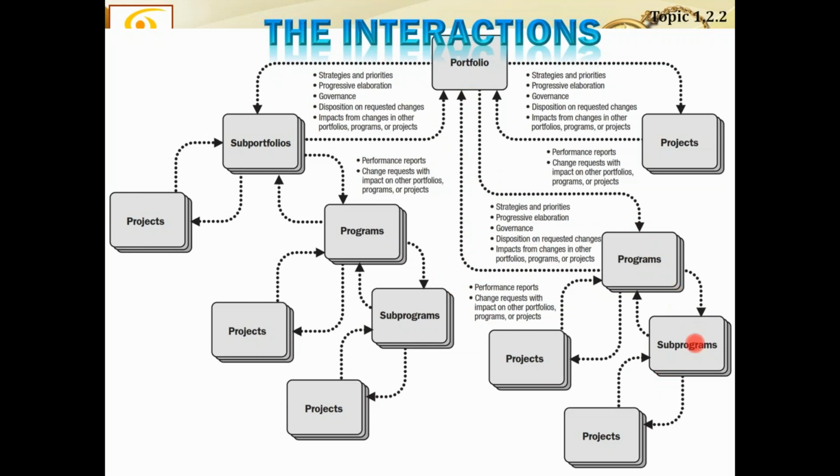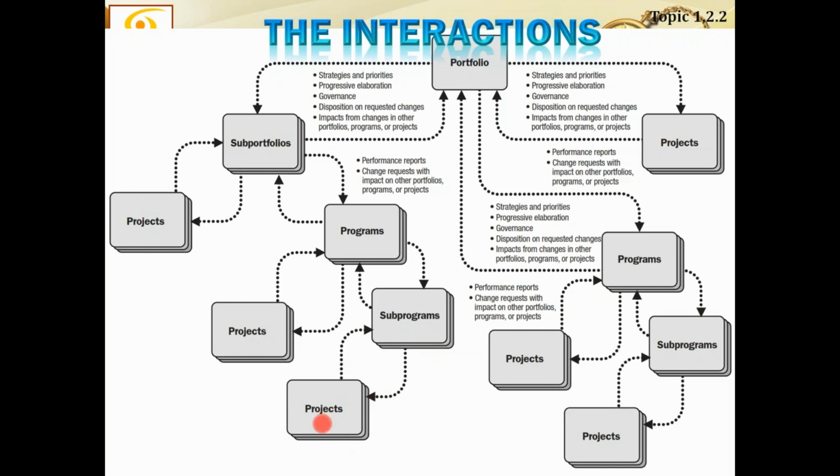Now, this program has sub-programs as well as independent projects under it. And the sub-program may have its own projects under it. So the main program has its own projects, and sub-programs may have their own projects, right? The sub-portfolio may have certain projects directly answering to the sub-portfolio and certain programs answering to the sub-portfolio. And those programs may have some projects directly reporting to the program and some sub-programs reporting to the program, and those sub-programs may have their own projects. So projects could exist at various places.